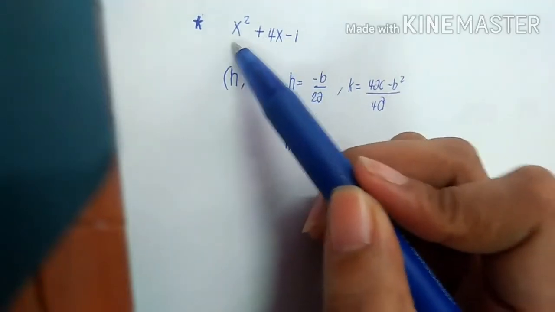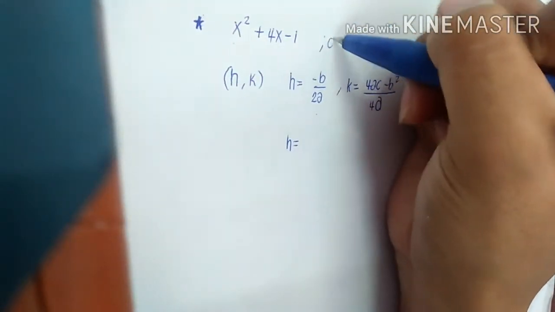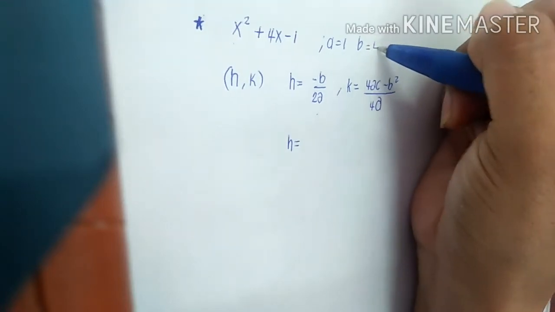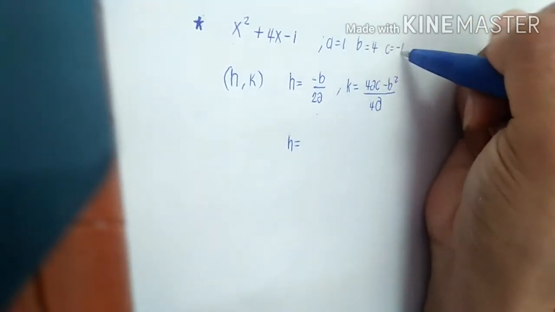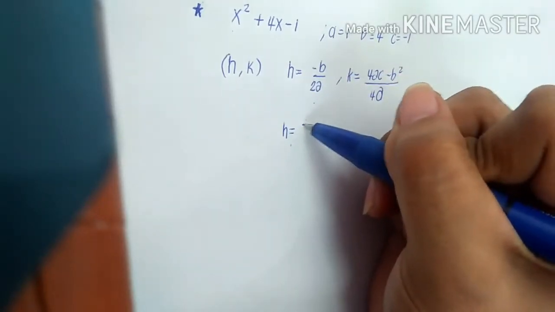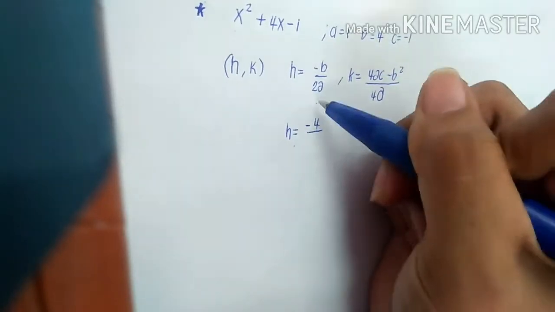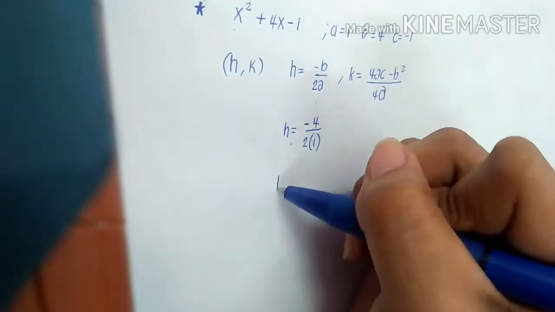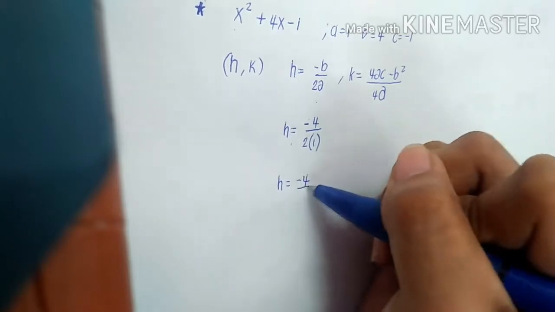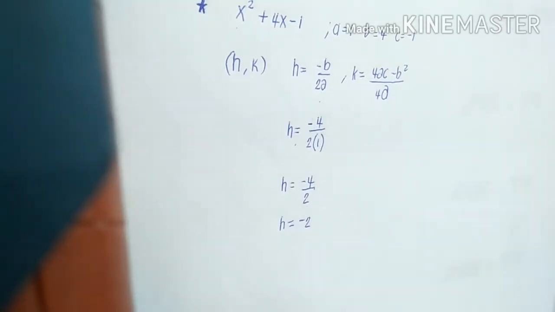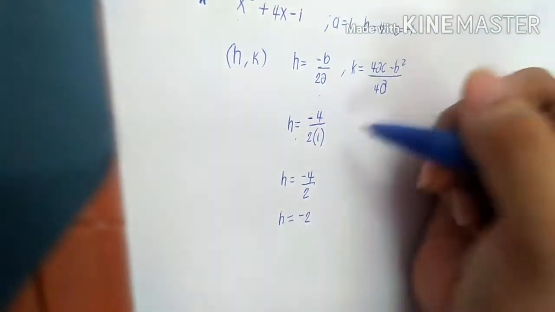Identify again: A is 1, B is 4, C is negative 1. So H is negative B, that's negative 4, over 2 times A, which is 1. So H is negative 4 divided by 2. So H is negative 2. Got it?